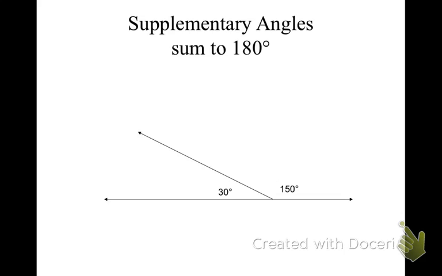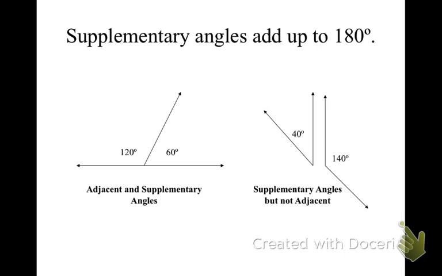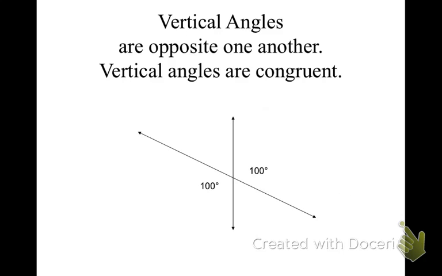Supplementary angles add up to 180 degrees. 180 degrees is another name for a straight line or a straight angle. These two angles are adjacent supplementary angles. Here's more examples, and you can see on the right that they don't have to be adjacent. Again, by definition, two angles that are supplementary add up to 180 degrees.